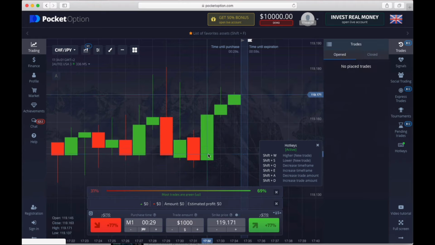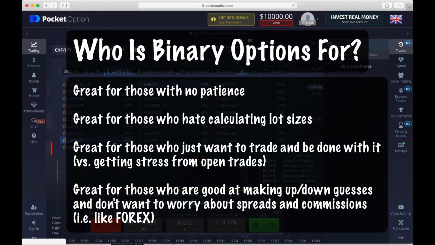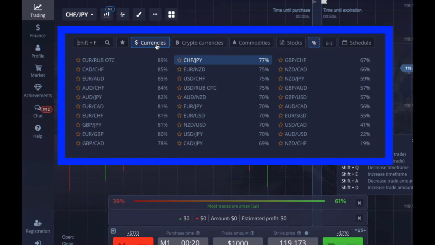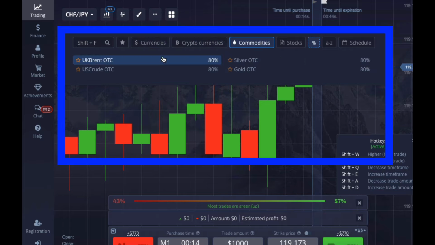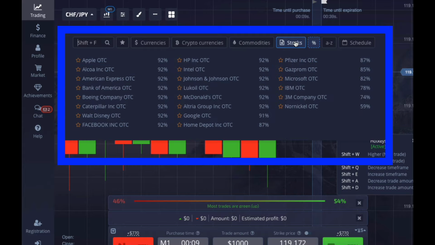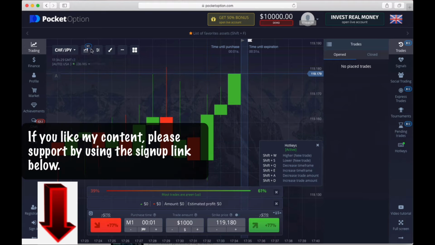So traditionally you have to wait a very long time, so this is perfect for people who have very low patience. And there's a lot of assets. These are currencies that are available. There are cryptocurrencies as well, not that many. There are commodities that you can trade. OTC means over the counter, so it's like synthetic indices, so to speak. There are stocks as well. Again, this is synthetic.